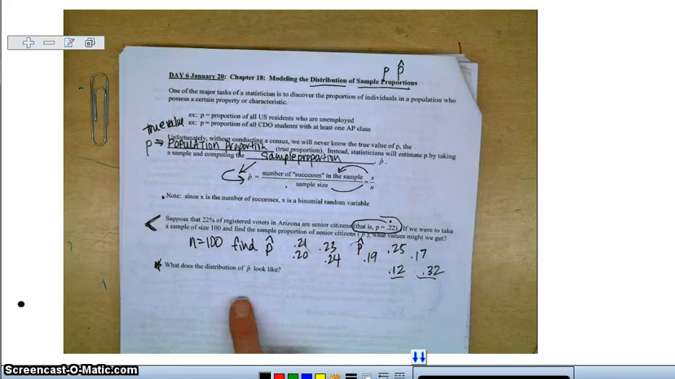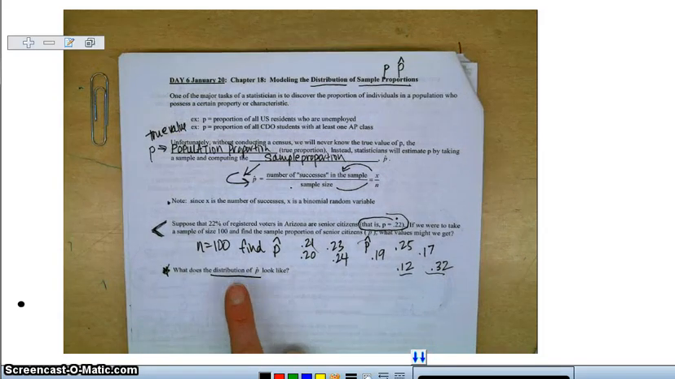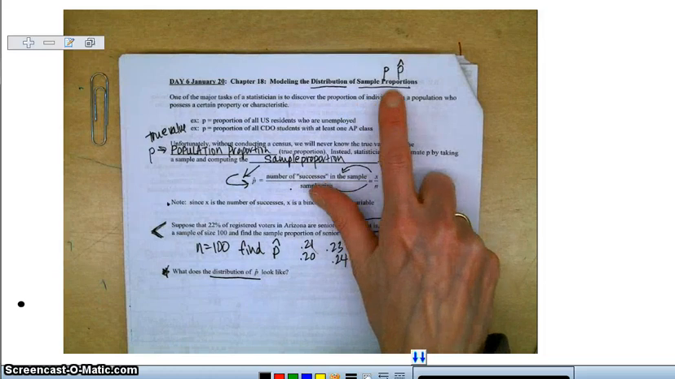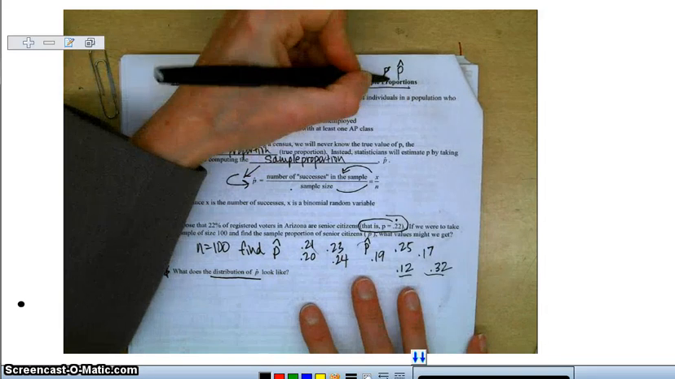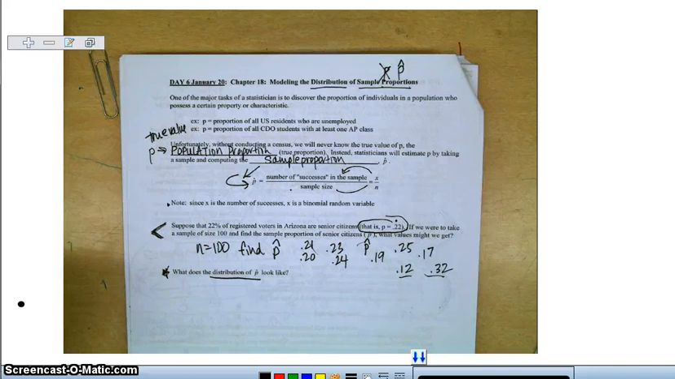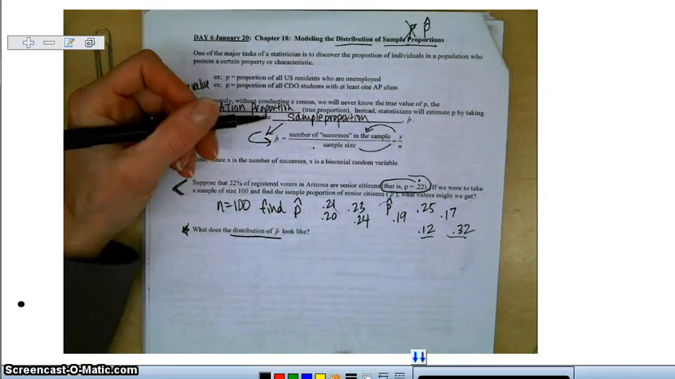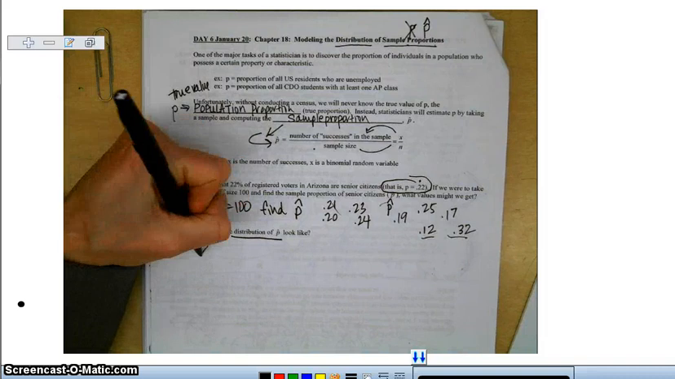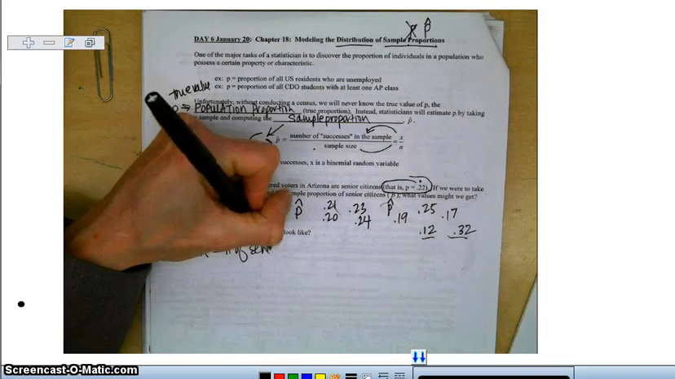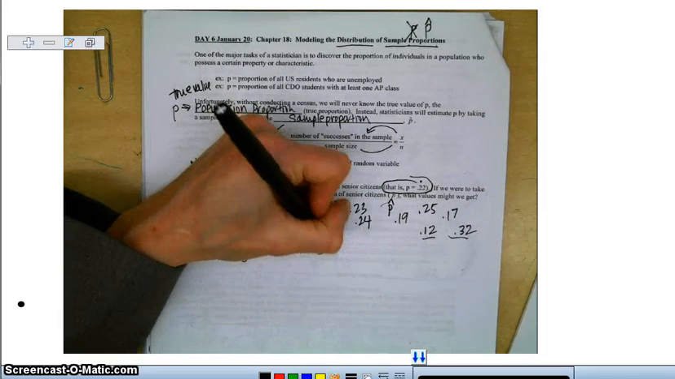So now we want to look at what the distribution of p hat looks like. I want you to realize that the distribution of p hat here is the same as the distribution of a sample proportion. Sample proportion is p hat. So p hat is the variable we use to represent a sample proportion. So we start with what we know, and what we know is that we have x. And x is the number of senior citizens in my sample.